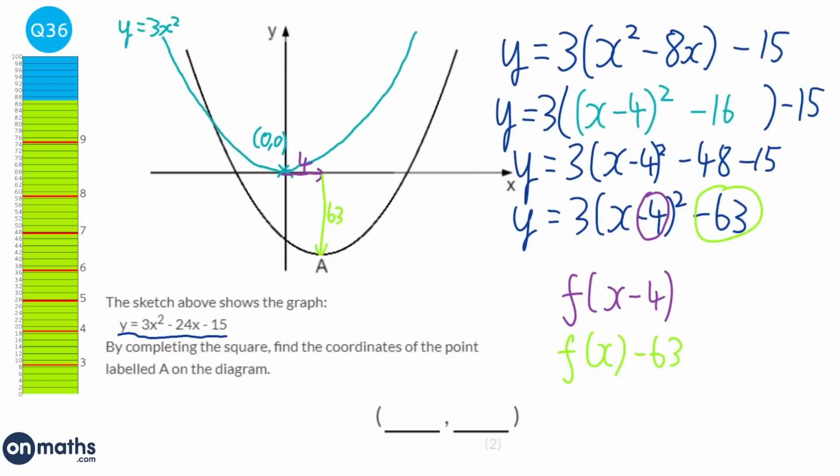So in total, we have f of x minus 4, take away 63. That's what we have in total. So we're moving just 4 to the right and then 63 down. So instead of 0, 0, our minimum point will be at 4, minus 63.